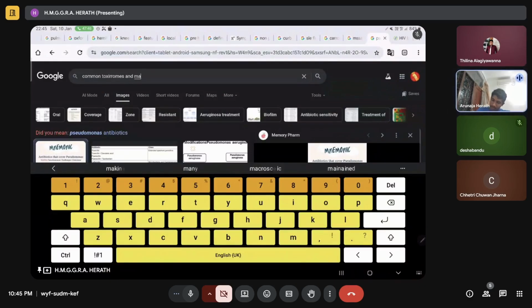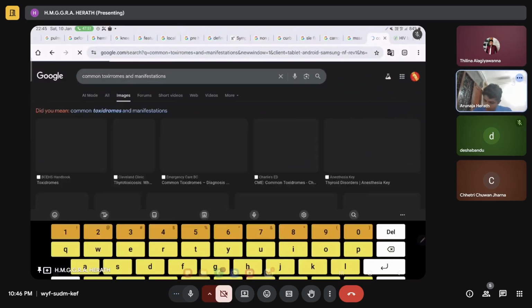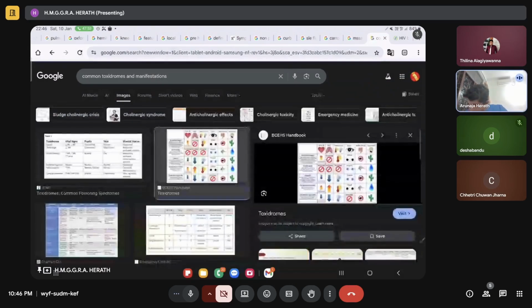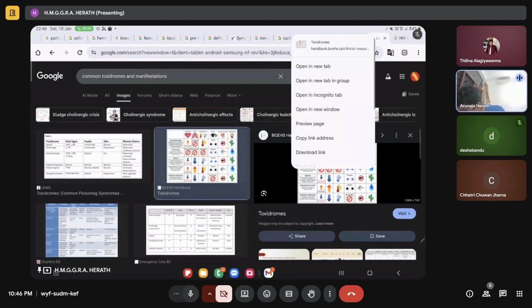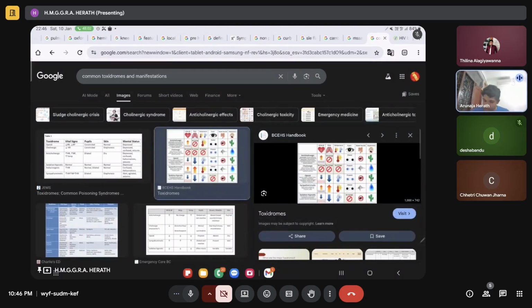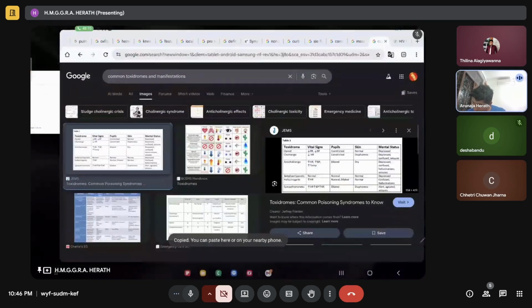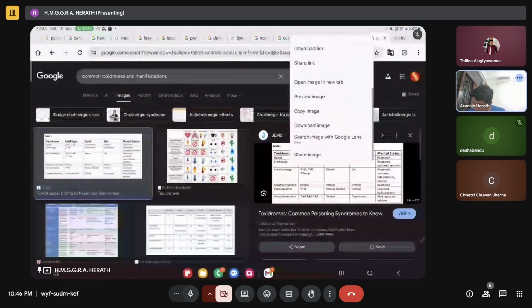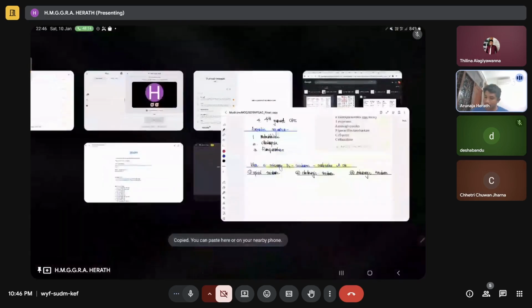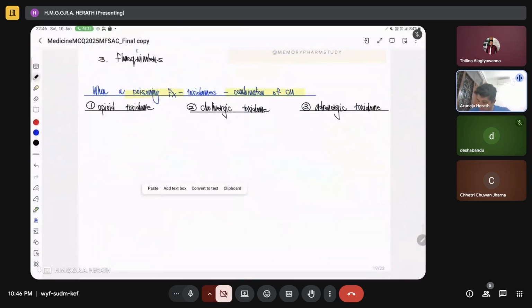And manifestations, right? So these are the common toxidromes: opioid, cholinergic, sympathomimetic and adrenergic, anticholinergic toxidrome. Okay. So just know this because they will commonly give these and then ask you what is the drug or what is the type of poison or whatever, right?